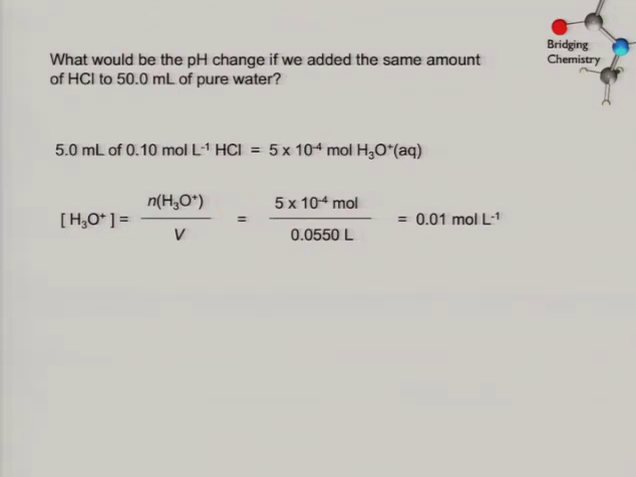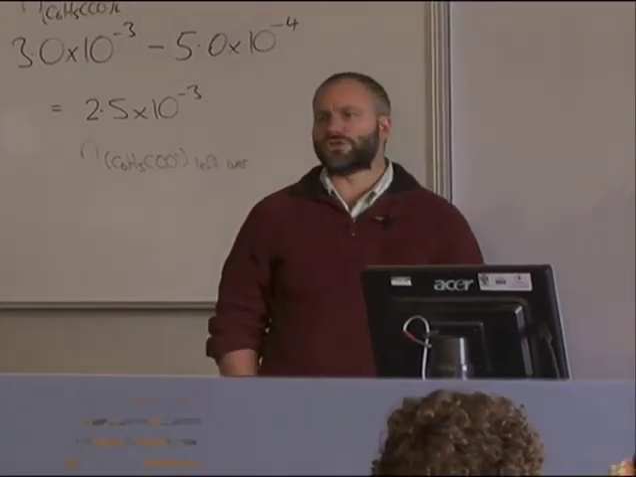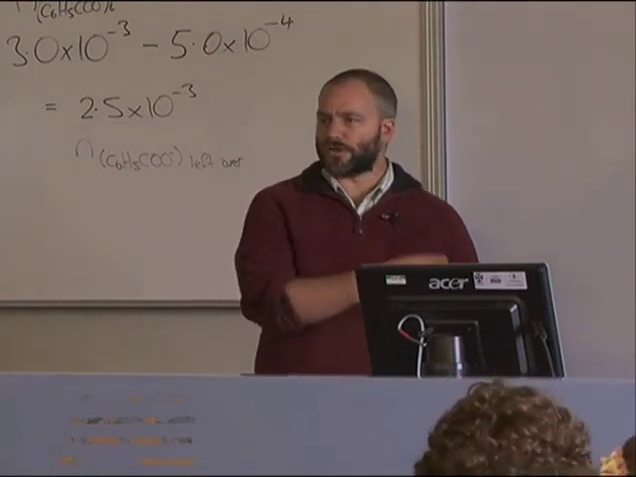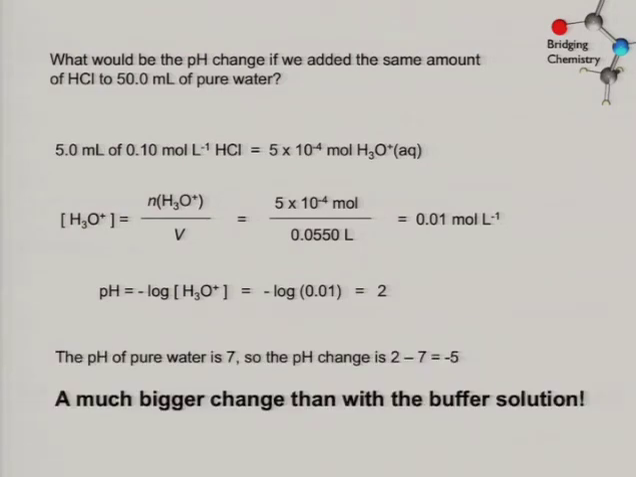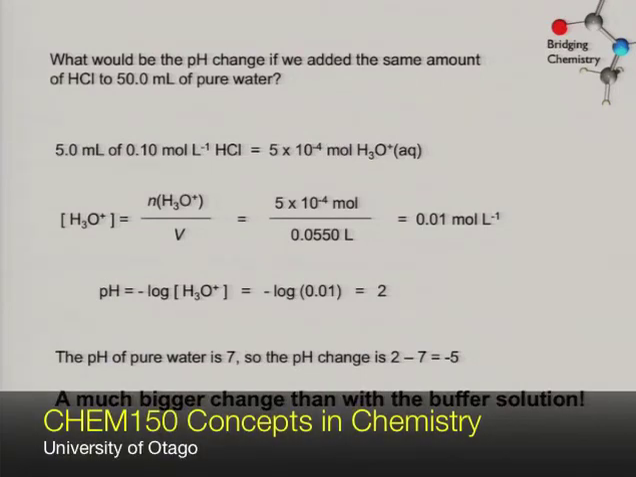And if you do that, then you can work out that the concentration of the new solution is roughly 0.01 moles per litre. So if that's the concentration of the H3O plus in your solution, then the pH is just the negative log of that concentration. And so the negative log of 0.01 is 2. And so given that you started with a solution of pure water, which has a pH of 7, the change in the pH now is 5 pH units. It's gone from 7 to 2. And so you can see that that's a much bigger change than what you had with your buffer solution.